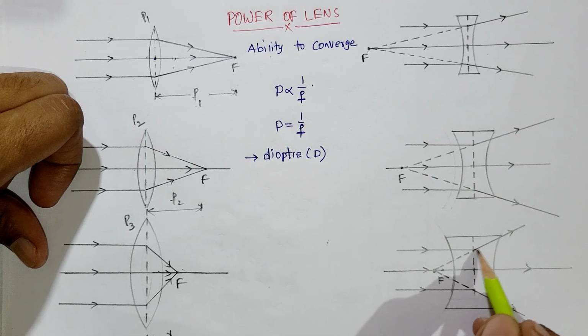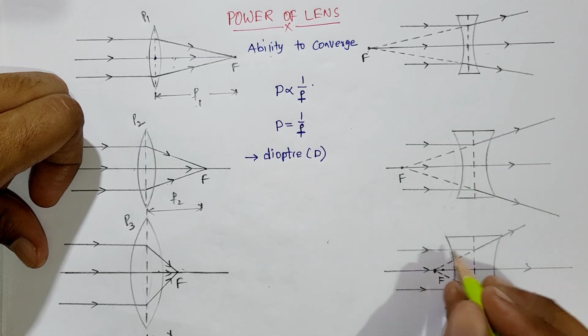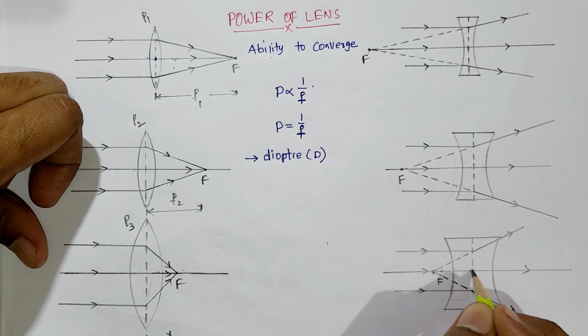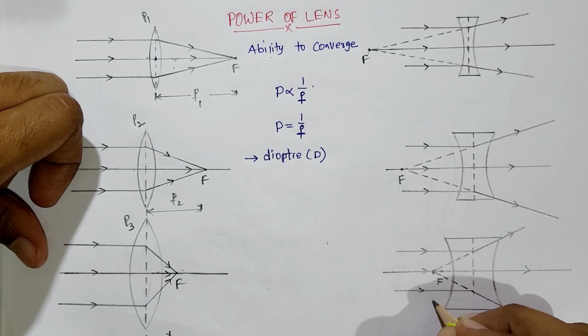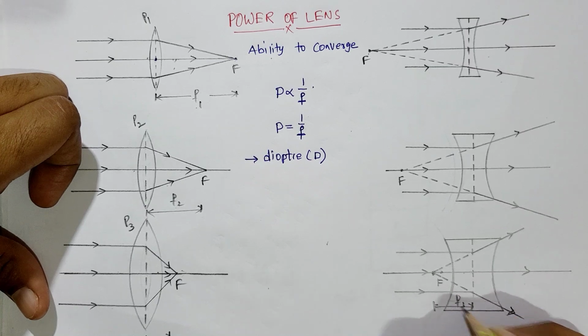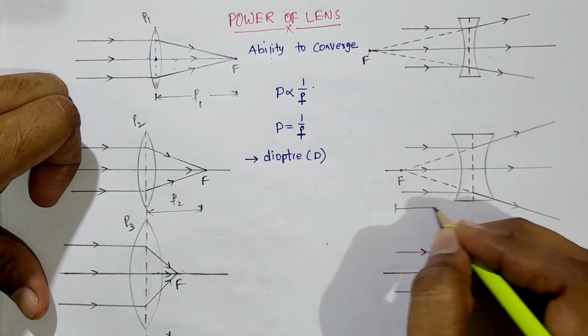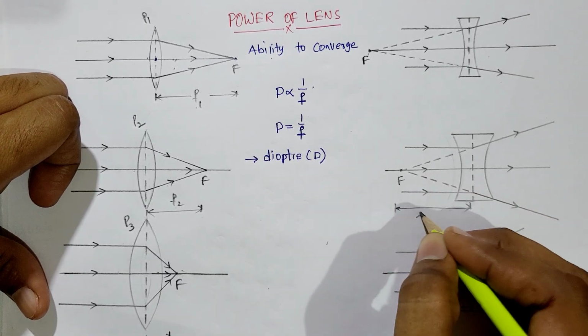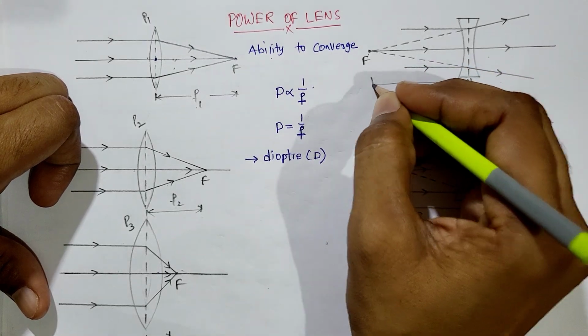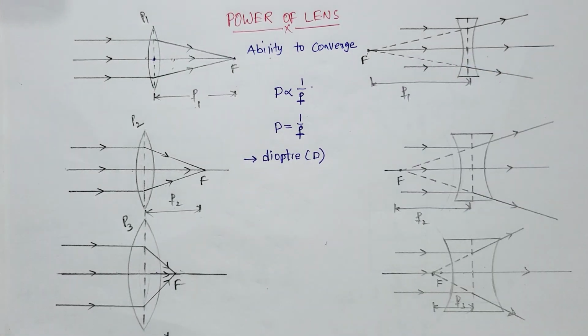That's why they are diverging to a great extent, and the point where those refracted light rays are meeting is very close to the optical center. That's why the focal length of this lens is this one, f3. The focal length of this lens is this one, f2. The focal length of this lens is this one, f1.